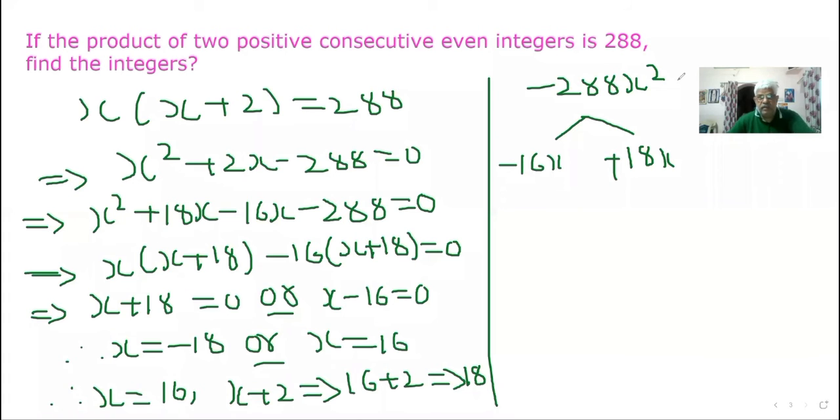Thank you. Here the problem given for you to solve is: if the product of two positive consecutive even integers is 288, find the integers. Now, my dear friends, the two integers according to the problem, we have taken first one as x, second one as x plus 2. And they said product means multiplication. So x into x plus 2 is 288, we have taken.